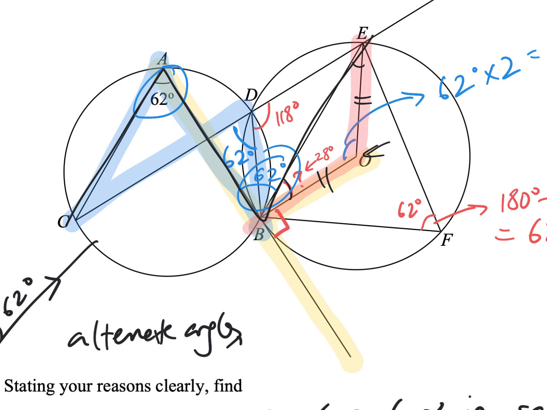Alternate angles. So what can I say about CA and BE? I can say lines CA and BE are parallel since angles ABE and CAB are equal. There you go.